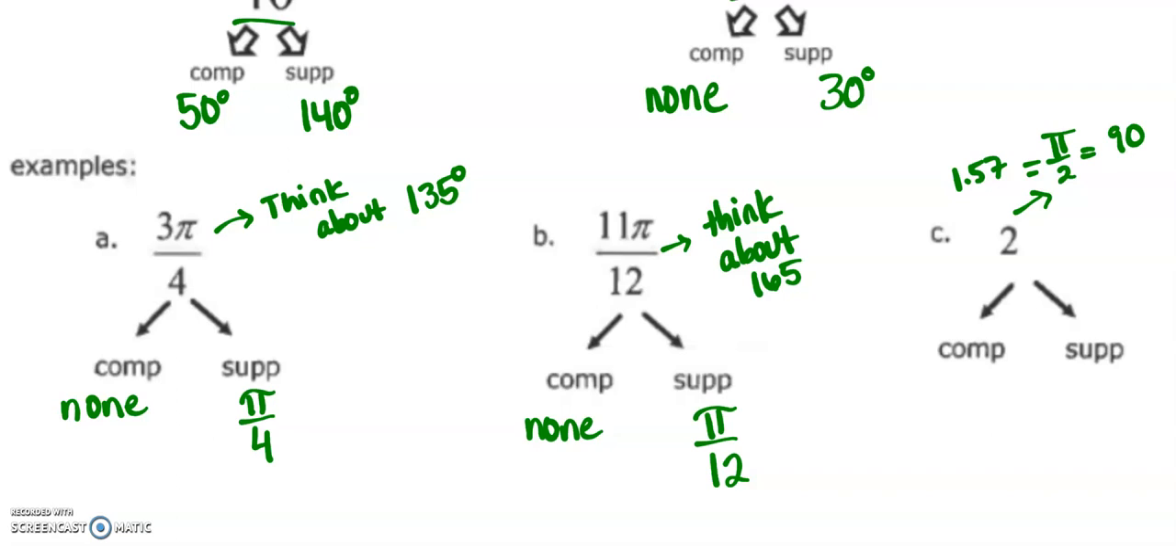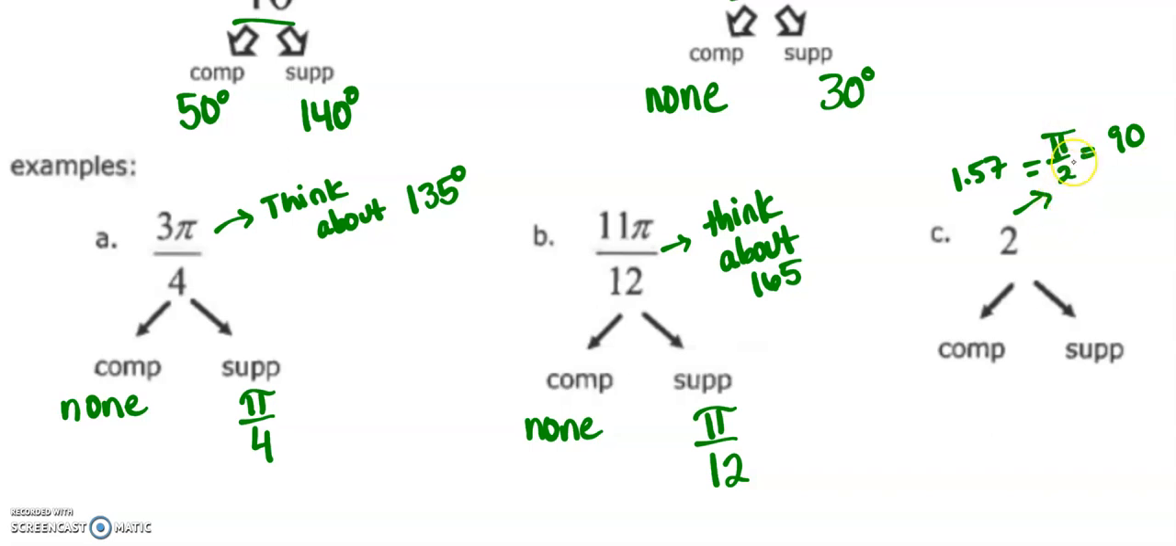All right, so hopefully you got none for the complement of A and B, with a supplement of pi over 4 to make this 4 over 4 so that it's 1 pi. And same thing here with 11 pi over 12, none for the complement, but 1/12 would get you to 12 over 12, which would make this 1 pi, since a supplement should be 180 degrees, or pi. This last one I figured might be a little tricky.